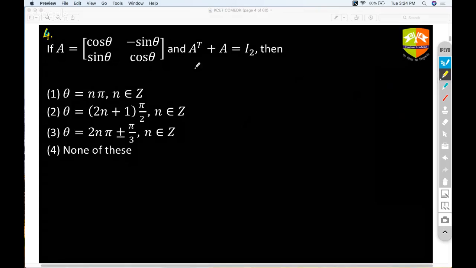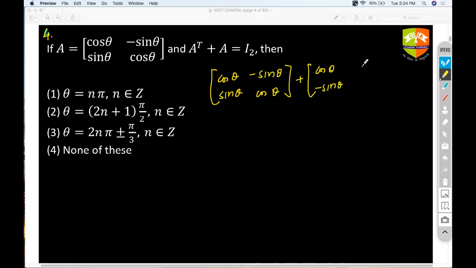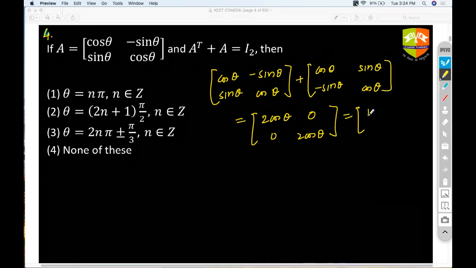So A transpose into A, we can do this mentally, but just to make things clear, I would write it down. So A transpose plus A would be these two matrices. And when you add them, you are going to get 2 cos theta 0 0 2 cos theta, and this is equated to an identity matrix which is 1 0 0 1. That means cos theta is going to be half.